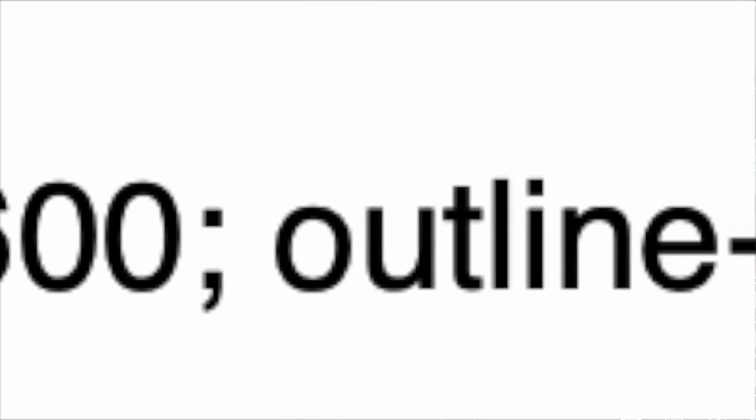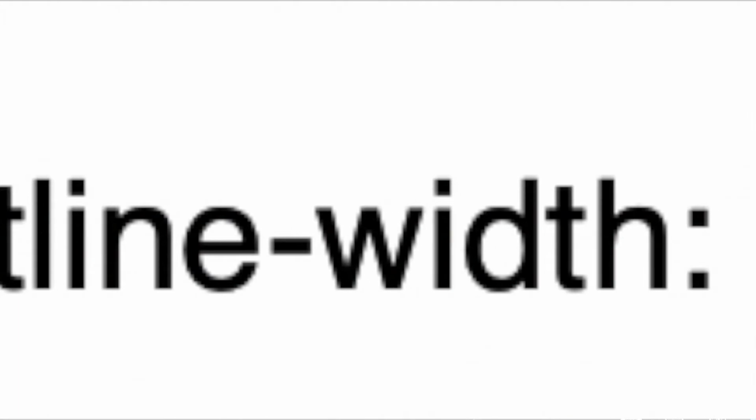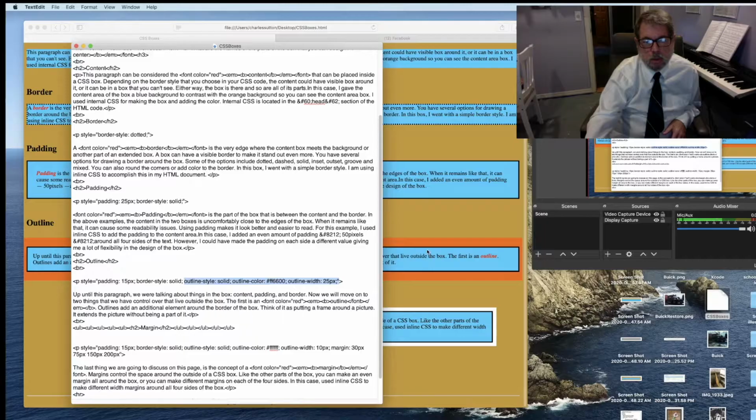I have an outline color, and I gave it a hexadecimal code. And again, I could have used RGB color here. I could have used a word, but I tend to use the hexadecimal numbers for the web-safe colors. And then in outline, I gave it a width. So the width is wider than the padding. So out here, I have a frame that's wider than the space between the content and the box. So let's take a look at what that looks like.